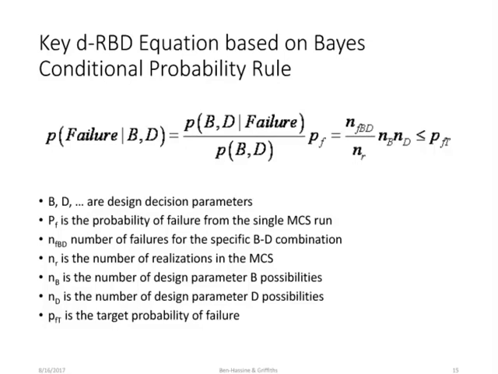This is the key formula used in this method. It's based on the Bayes conditional probability rule. In this approach, we're randomizing all the select random variables that you pick. But also you randomize some design parameters. For example, for a foundation, you could be randomizing the depth D and the width B of the foundation. Those are randomized, but they have a uniform distribution. It's just to include them in the process.